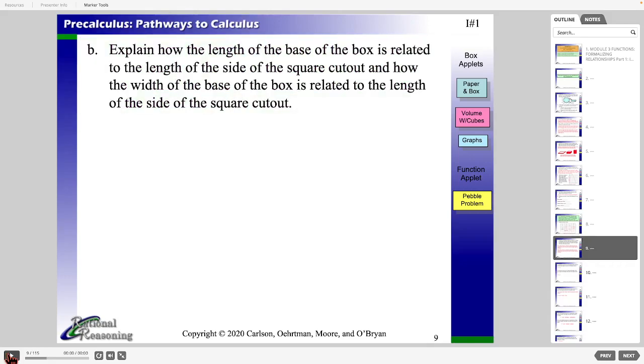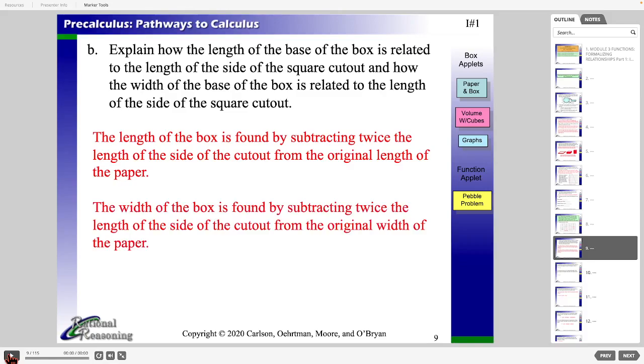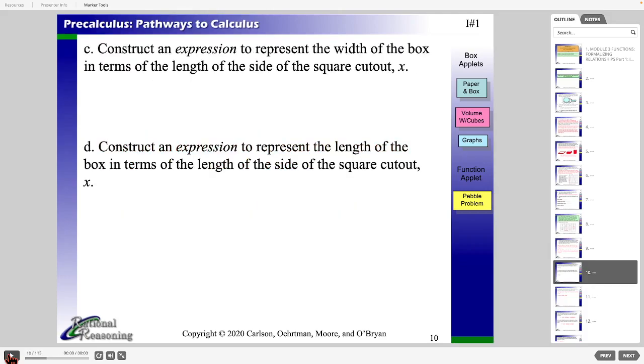Okay, so how do we explain the relationship between the length of the side of the square cut out and how the width of the base of the box is related to the length? Well, what does that mean? Every time we make a cut, we are subtracting twice that cut from the length and twice that cut from the width. And again, we could see that from the picture that there's a cut on each side. So when you actually do this, it makes a lot of sense. Whatever that cut is, it gets subtracted twice, 2 times that cut.